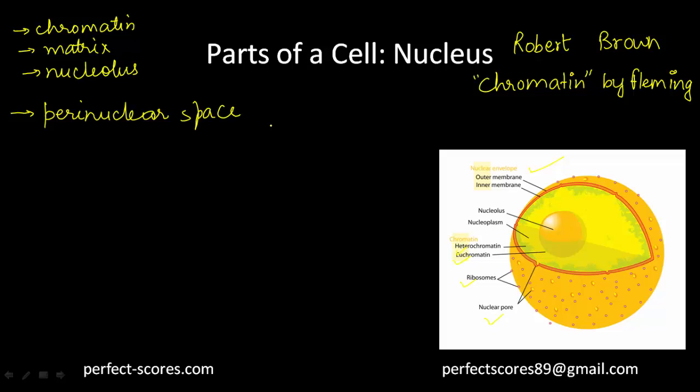Perinuclear space, the space between the outer and the inner membranes of the nucleus, actually forms a barrier between the materials inside the nucleus and materials outside the nucleus in the cytoplasm. Now, the outer membrane is usually continuous with the endoplasmic reticulum, and it also has ribosomes on it, and there are lots of pores also, which are basically formed by fusion of its two membranes. So that is what these pores are, nothing but fusion of the two membranes.